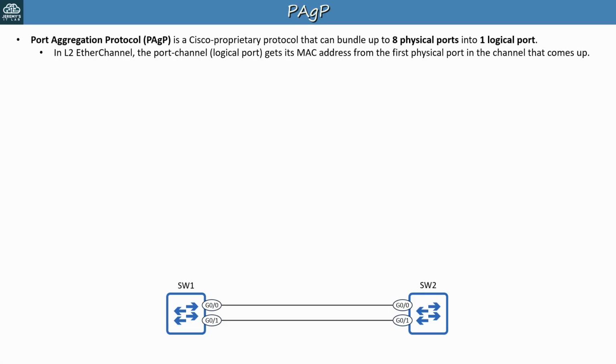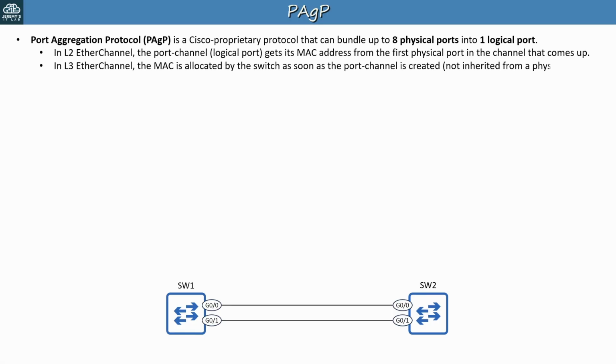If you configure all of the member ports at the same time with interface range, that should be the lowest numbered port. But in Layer 3 Ether channel, the MAC is allocated by the switch as soon as the port channel is created. It's not inherited from a physical port. It uses its own unique MAC address.